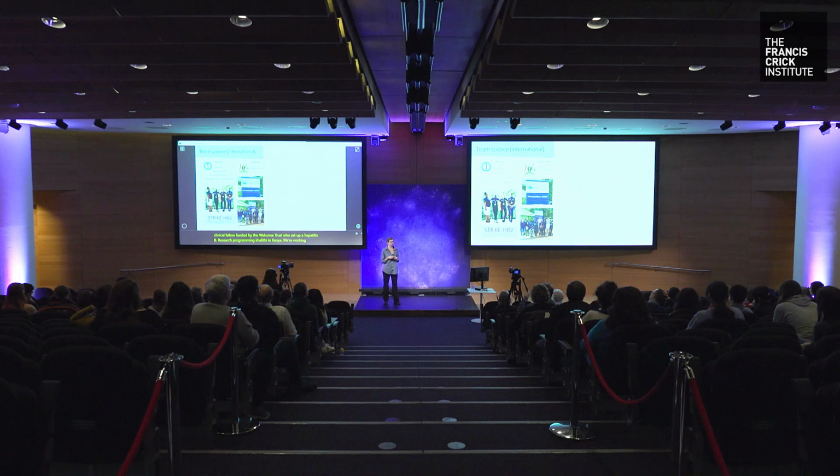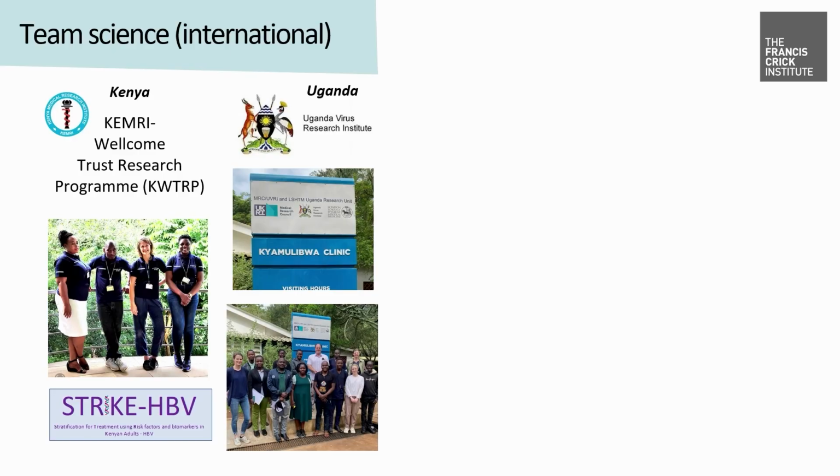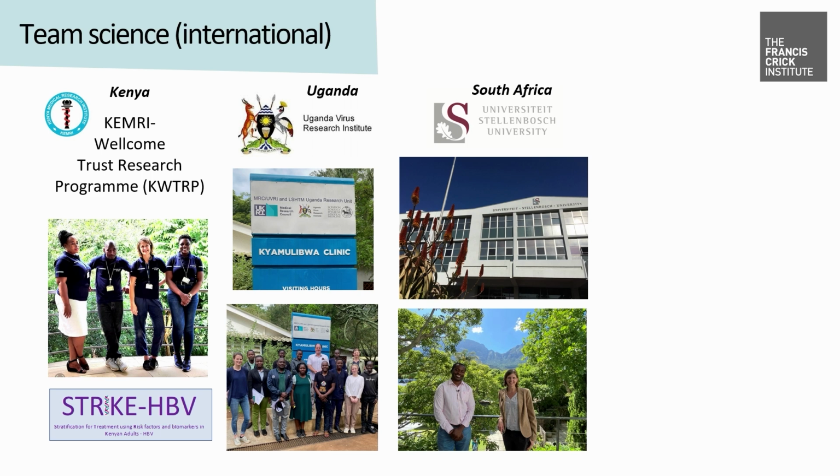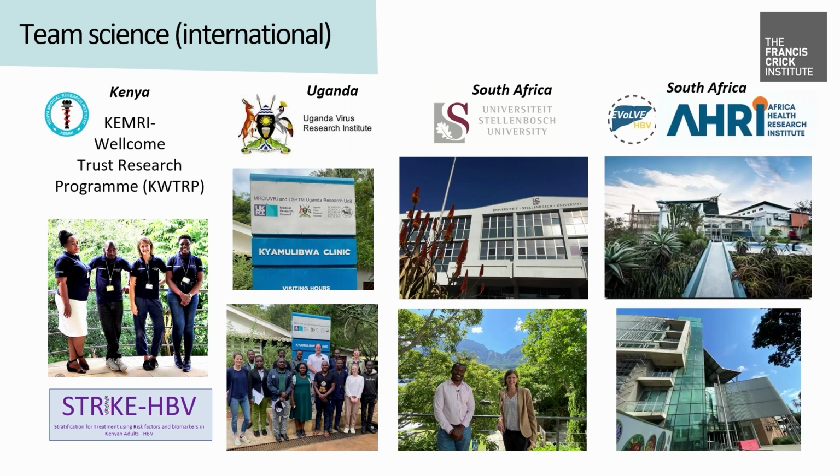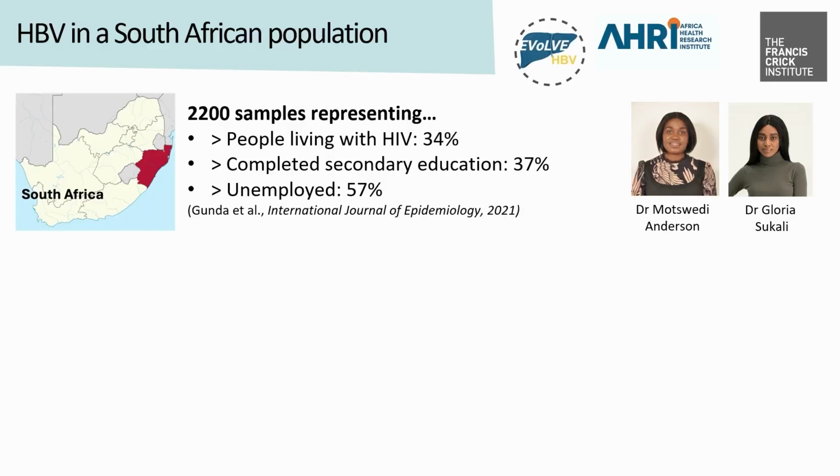We're working with a big community program in Uganda studying liver disease. We've got a fantastic partnership with Stellenbosch University. That's my friend and colleague Tongai Maponga, with whom I've worked for many years now. And more recently, and supported by funding from the Crick, we've developed a partnership with the Africa Health Research Institute. I'll show you a bit more about that now. So Motswedi and Gloria, who are shown on the slide here, are core members of my research team, but based permanently in Durban in KwaZulu-Natal, which is the province shaded red on this map.